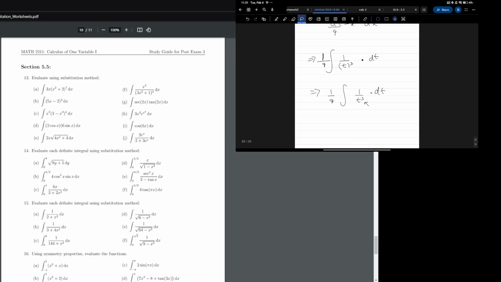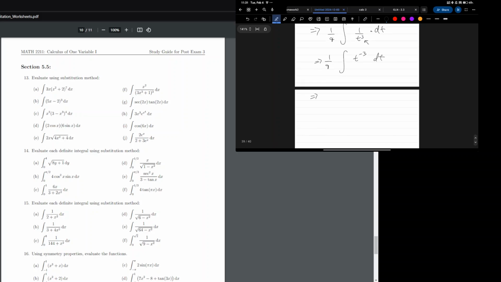Alright, now there is a property of algebra that if I have a variable in the denominator, I can move it to the numerator, but the sign of the power would flip. So over here I'm using the same thing: 1 over 9, and this becomes t to the power minus 3 dt.